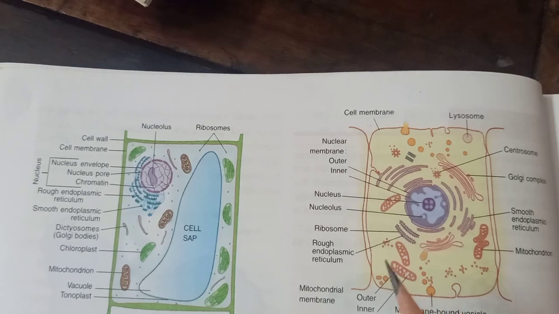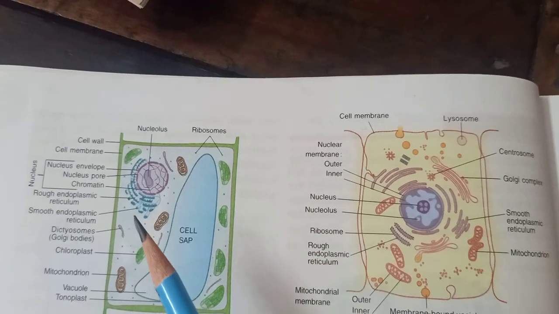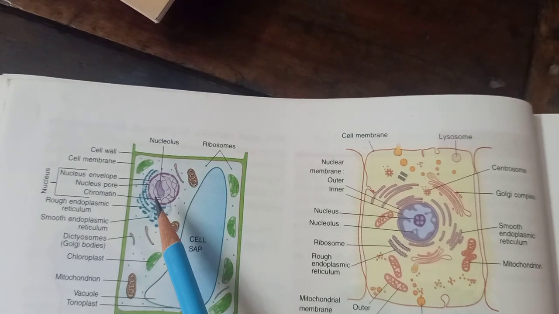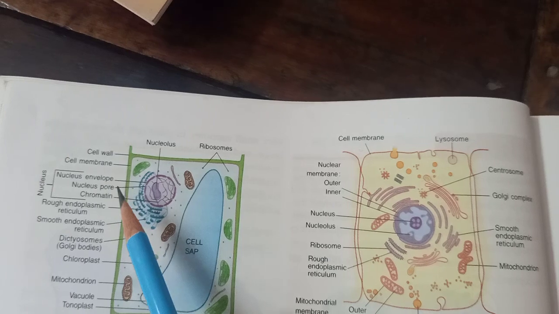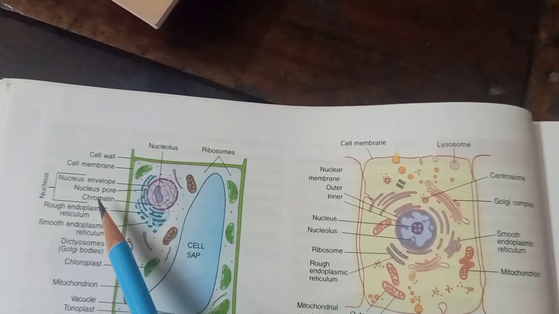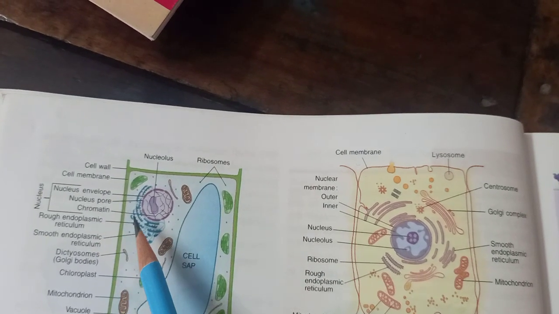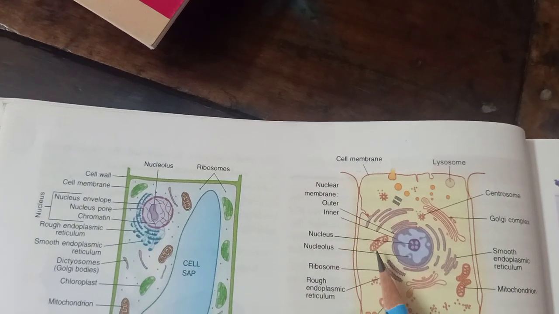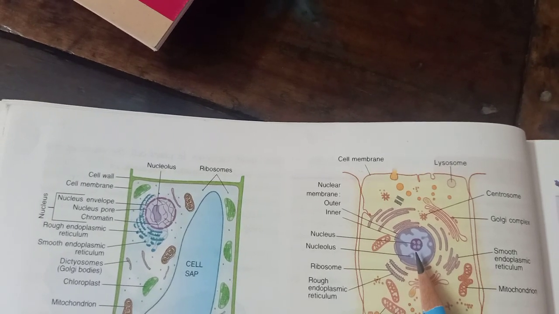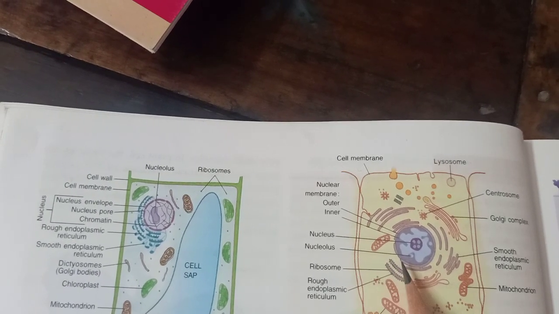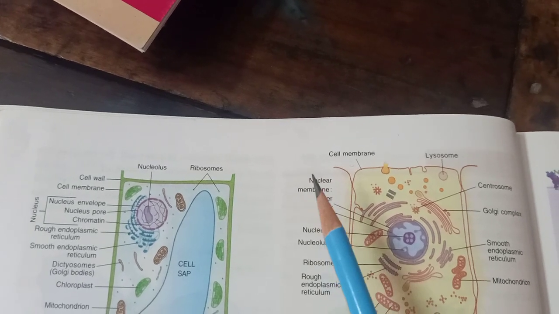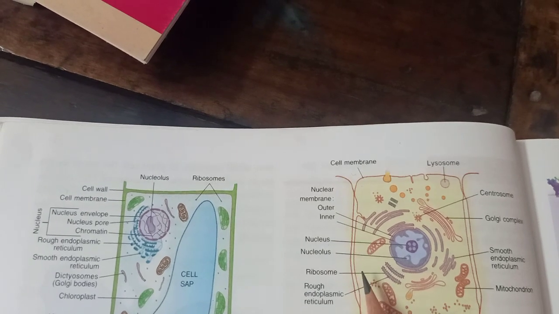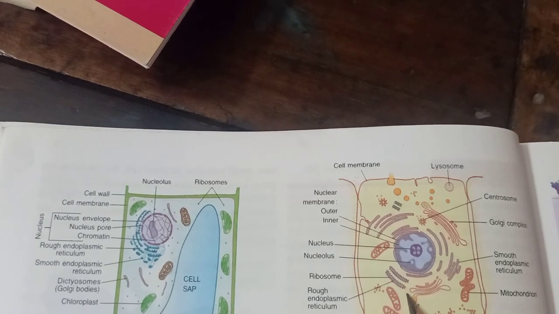Now today I have taught you about the nucleus. So you can see over here that this part is the nucleus, and in this part you can see the other parts of the nucleus like nuclear envelope, nuclear pores, chromatin material, and nucleolus. Similarly, in the animal cell you can see that this part is known as nucleus, and it contains the nucleolus and the nuclear membrane. The outer and inner membranes are both there, and then you can see that these are known as ribosomes.